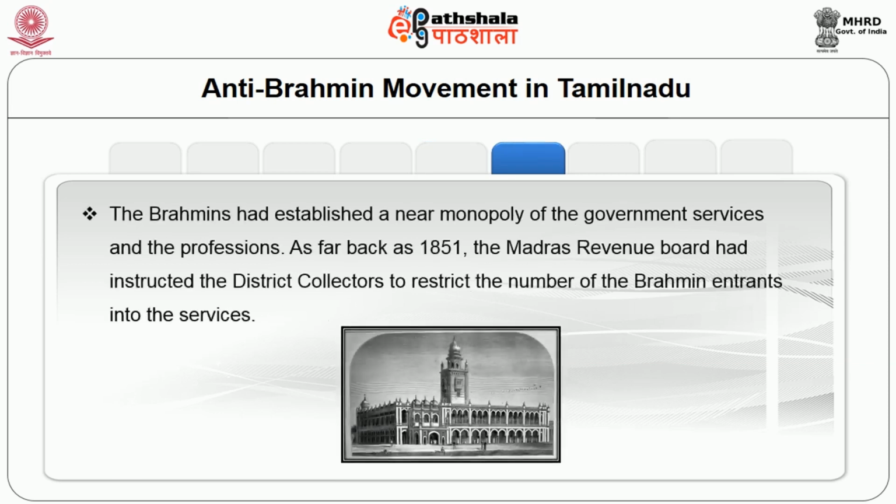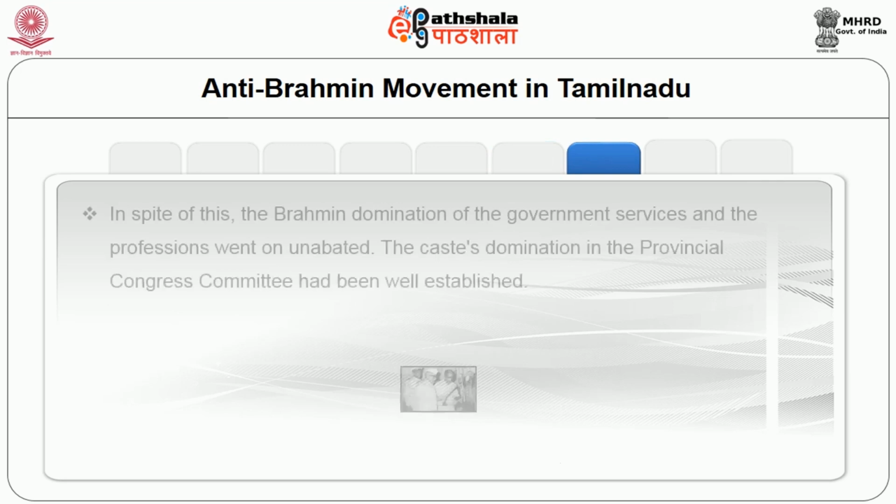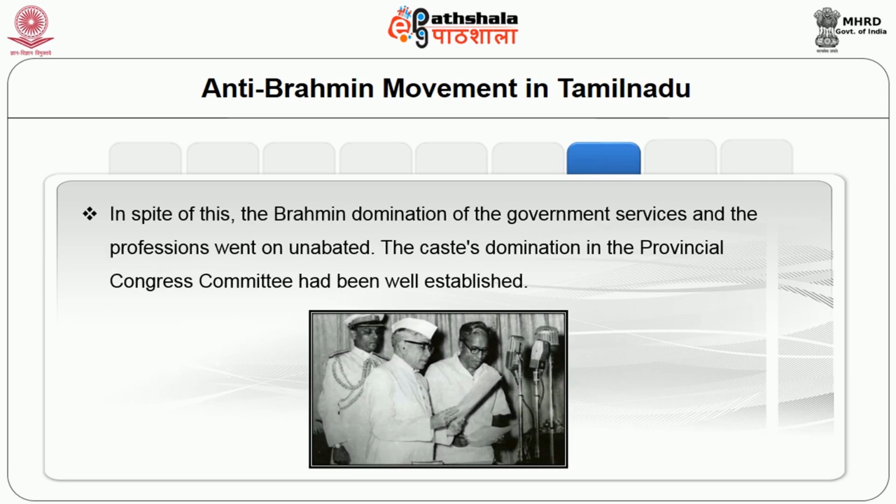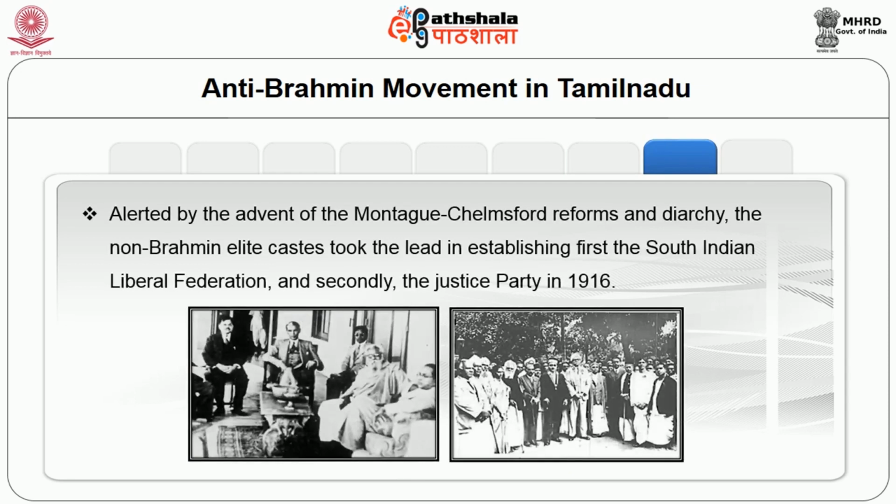The Brahmins had established a near monopoly of the government services and the professions. As far back as 1851, the Madras Revenue Board had instructed the district collectors to restrict the number of Brahmin entrants into the service. In spite of this, the Brahmin domination of the government services and professions went on unabated. The caste domination in the Provincial Congress Committee had been well established. Alerted by the advent of the Montagu-Chelmsford reforms and diarchy, the non-Brahmin elite castes took the lead in establishing first the South Indian Liberal Federation and secondly the Justice Party in 1916.